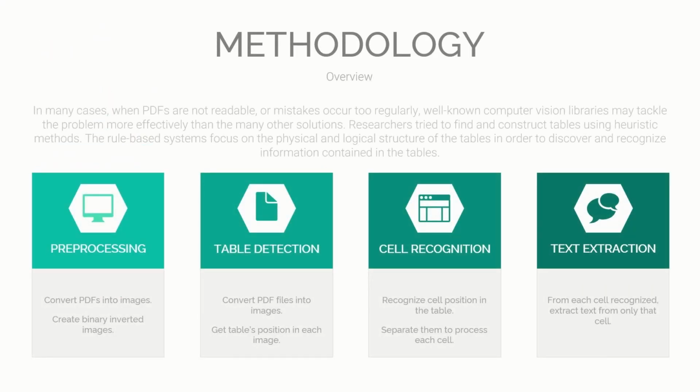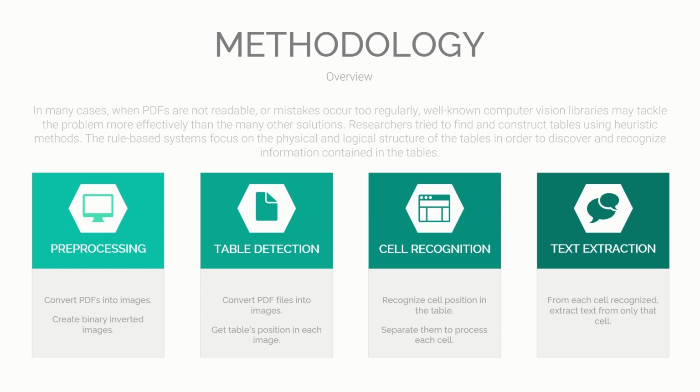In many cases, when PDFs are not readable or mistakes occur too regularly, well-known computer vision libraries may tackle the problem more effectively than any other solutions. Researchers try to find and construct tables using heuristic methods. The rule-based system focuses on the physical and logical structure of the table in order to discover and recognize information contained in the tables. In this study's approach, the input data should be images containing tables. The expected output is a data frame and Excel file with an identical tabular structure.